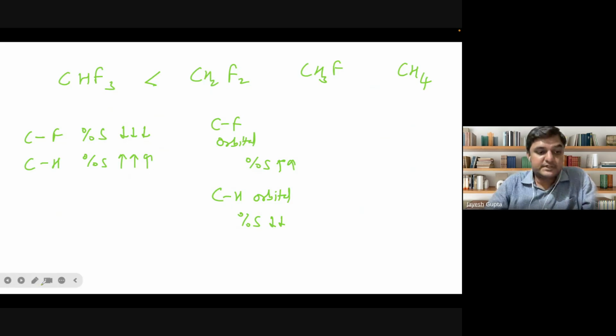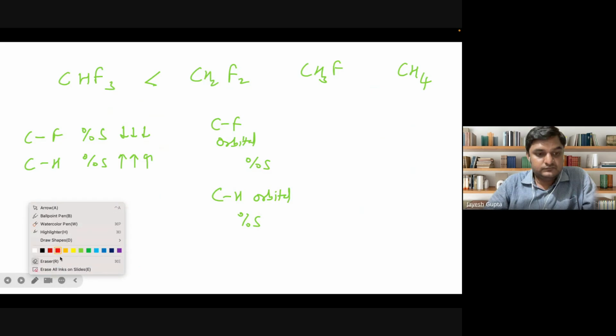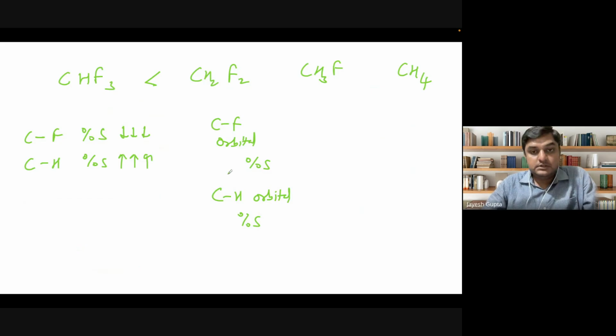One minute, I have written it opposite. Carbon, fluorine. Fluorine will go to the position with less percentage S character. So decrease will be less, increase will be also less. However, there will be some increase, but increase is less. That's why bond length will be higher.